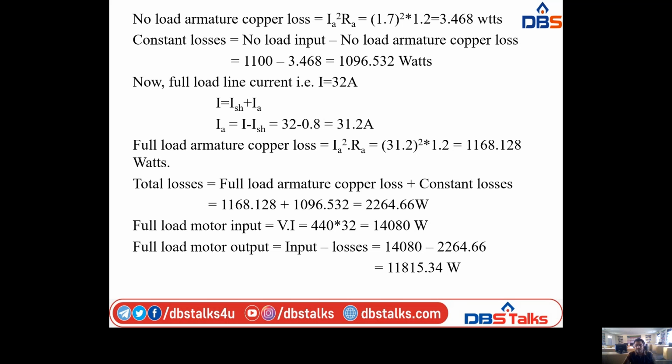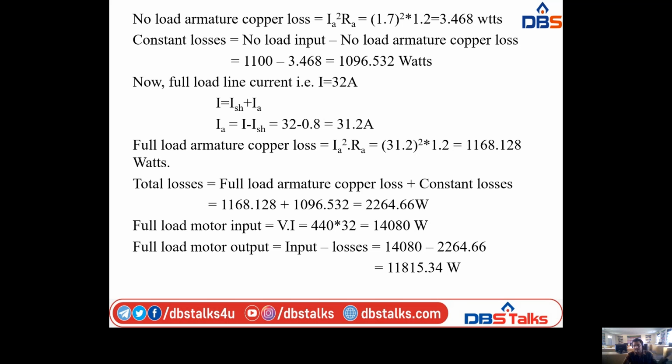Finally we have the value for the full load armature copper loss, that is 1168.128 watts. And next we have to calculate the total losses, because in the previous case we calculated the constant losses. These constant losses are constant for any case, whether no load or full load. So the total losses are equal to the full load armature copper loss plus the constant losses. The combination of full load armature copper loss and the constant losses is called total losses. So 1168.128 plus the constant losses, 1096.532 watts. Finally we have the total losses, 2264.66 watts.